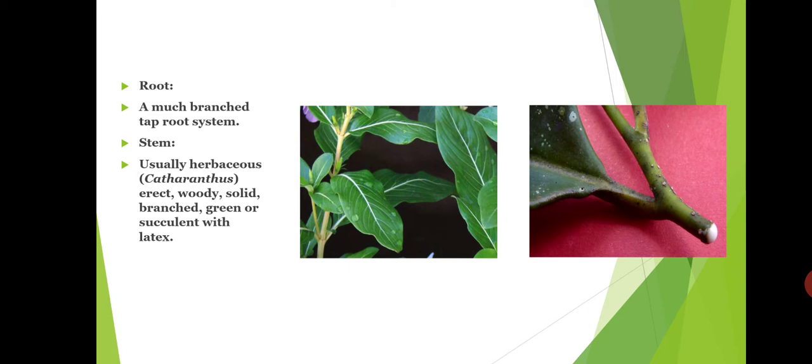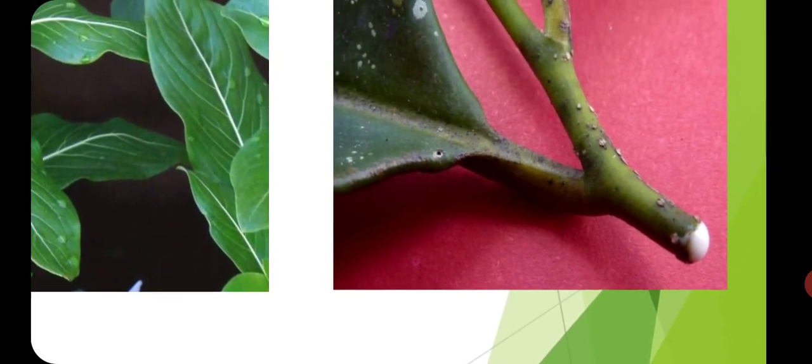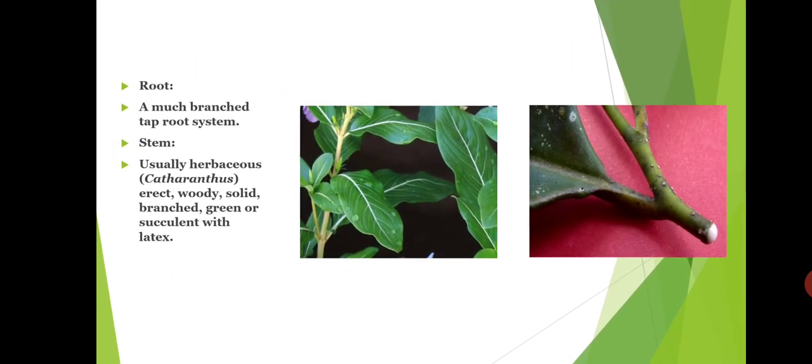Next is the root. It's a dicot plant, so the root system is normally a taproot system, and the stem is herbaceous. Of course, in herbaceous plants the stem is not very strong; it is herbaceous and erect, woody, solid, branched, green or succulent with latex. Here we can see the presence of latex exuding. This is a branch from the plant Plumeria, the Idachambagam, and there we can see the latex exuding.